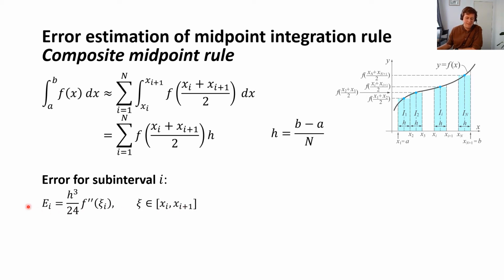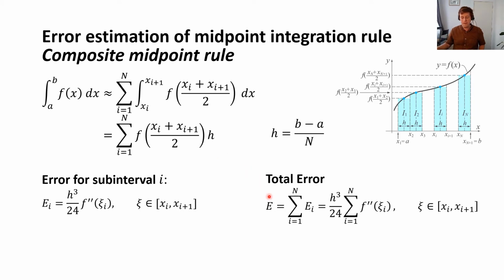Now, we're not really interested in the individual errors for those subintervals. We're actually more interested in the total error, so the error that we get after adding all these subintervals together. And that error can simply be written as a sum of the individual errors for every subinterval. So just plugging this in here, we can throw the constant outside of the summation. We find that the error is h cubed divided by 24, and then here we have a sum of n second derivatives.